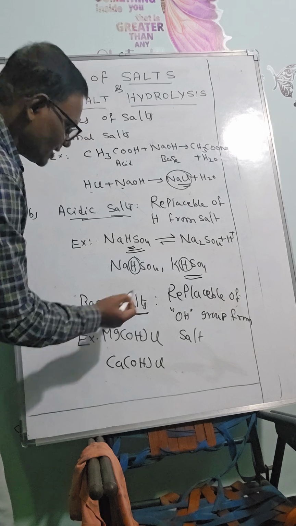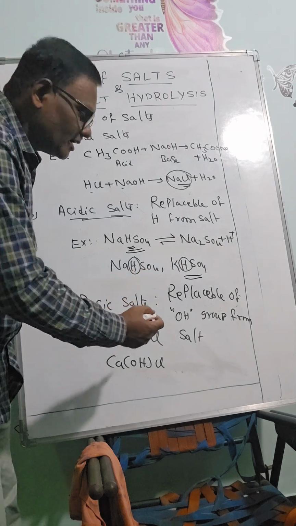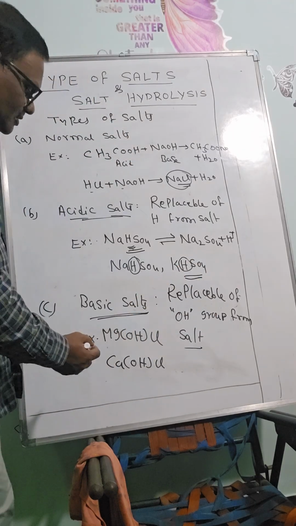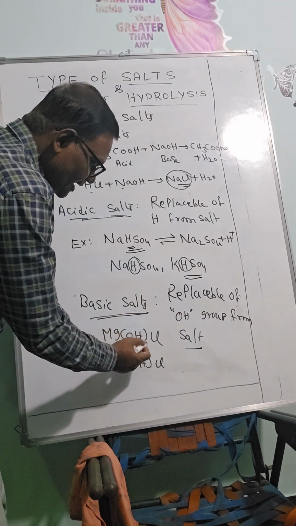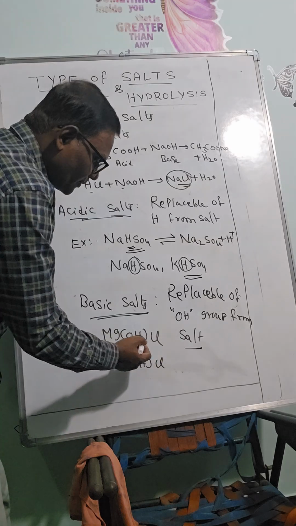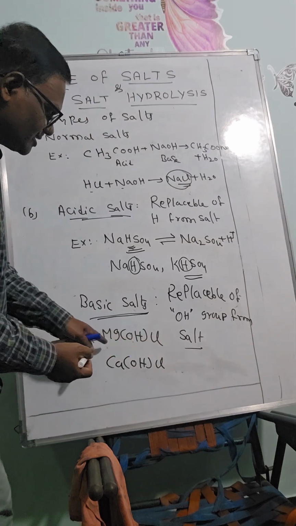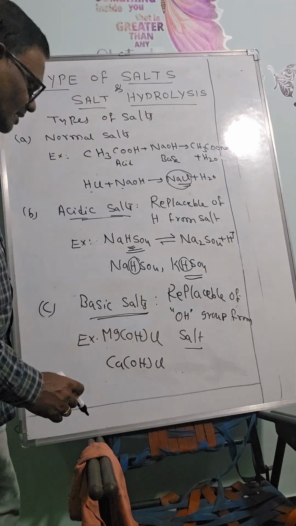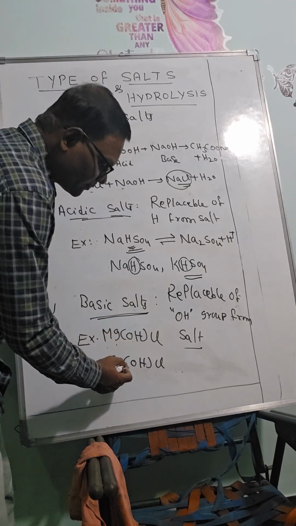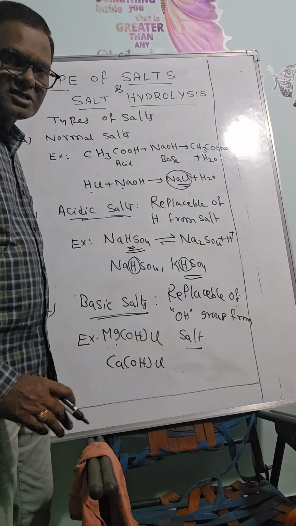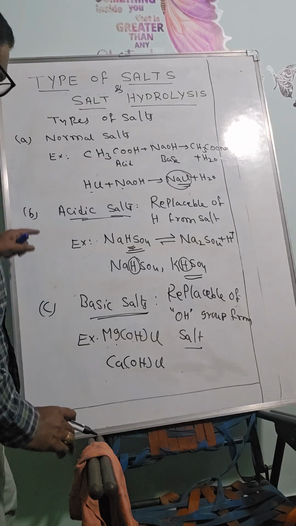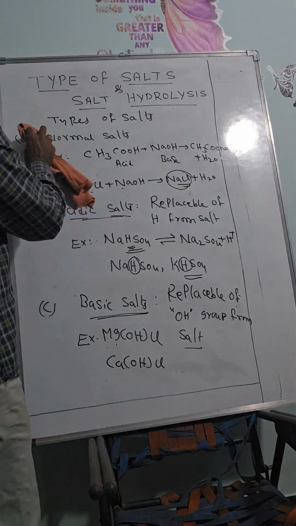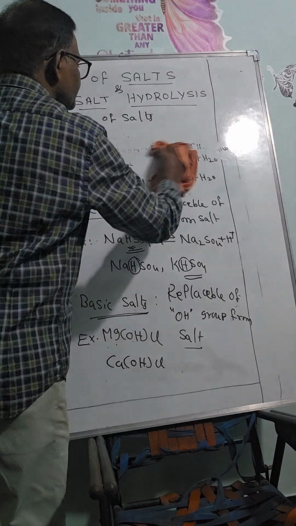Like basic salts, children. Basic salts means salts with a replaceable hydroxyl group. Examples: it is a salt, and again it has a replaceable hydroxyl group. That's why its behavior is of basic nature, but it is a salt also. That is called a basic salt. Examples here are magnesium hydroxychloride as well as calcium hydroxychloride. Here A, B, C, three types are there. Still, I am writing another type of salts.